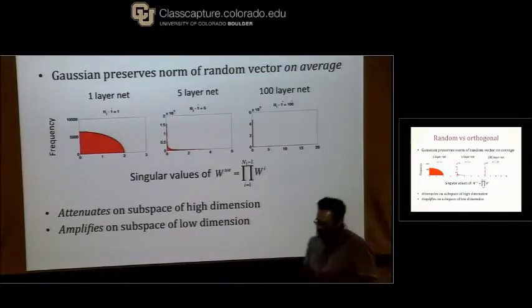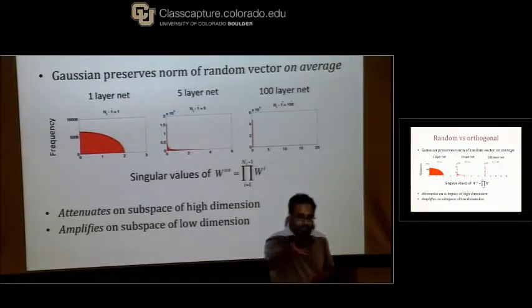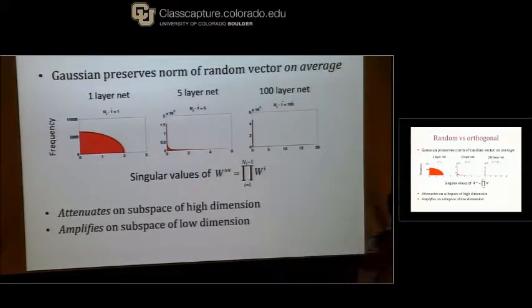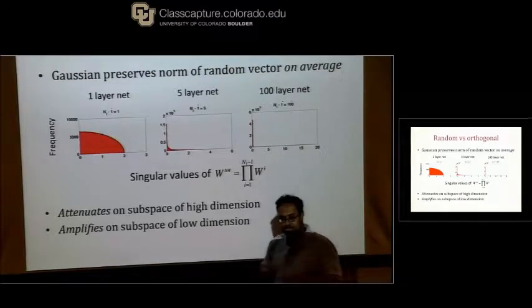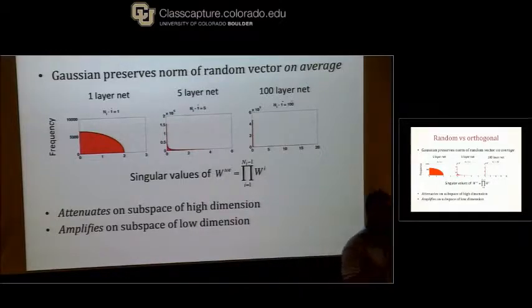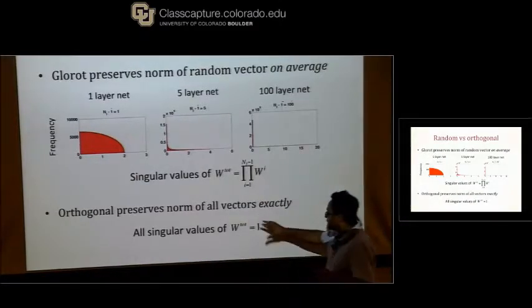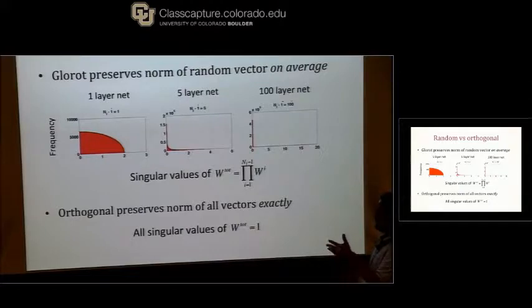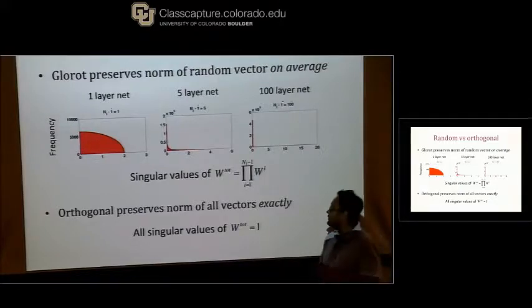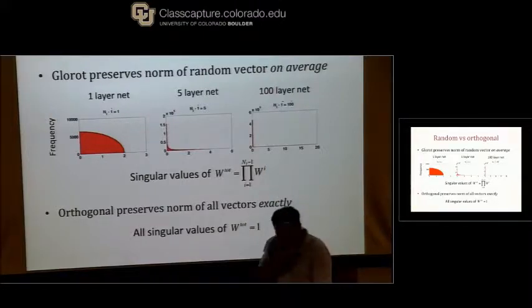But what do products of orthogonal matrices do? Orthogonal matrices only rotate space without scaling it up or down. So every singular value of an orthogonal matrix is exactly 1. Furthermore, products of orthogonal matrices remain orthogonal. So obviously, for the product of orthogonal matrices, every singular value will be exactly 1. So you don't get this anisotropy in products of orthogonal matrices.